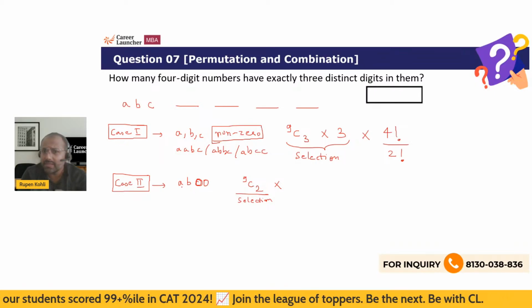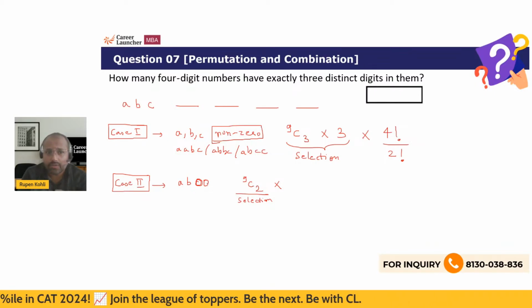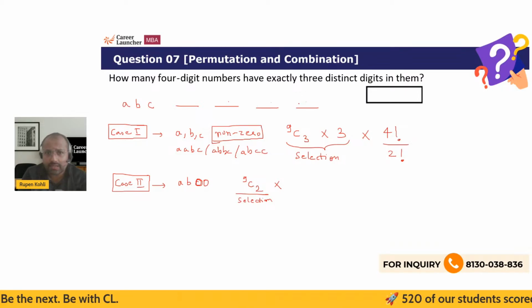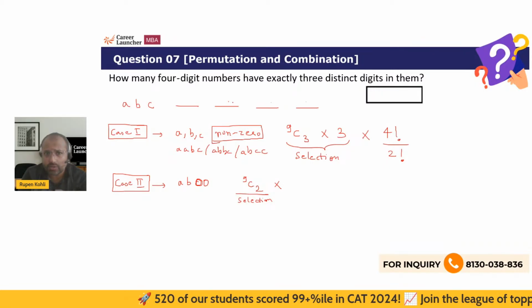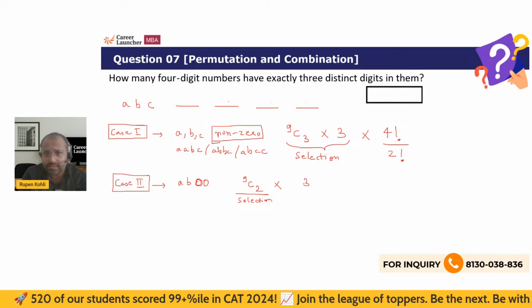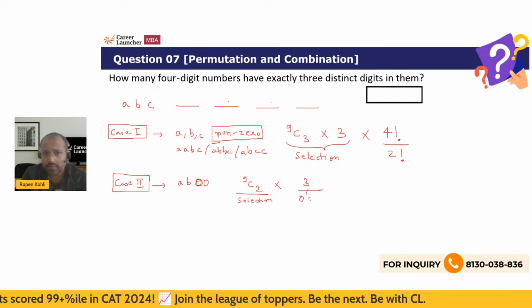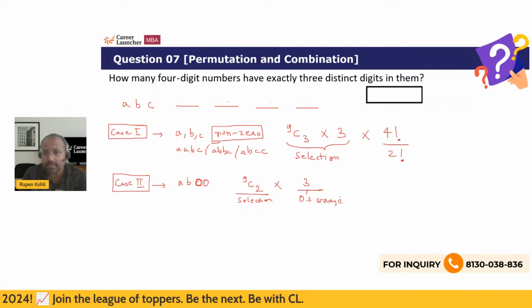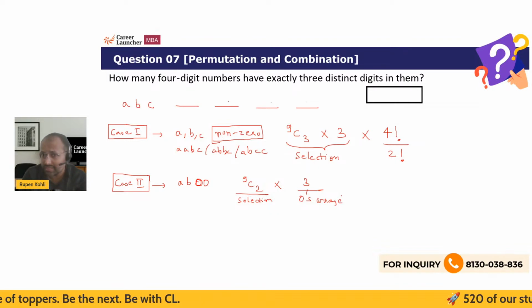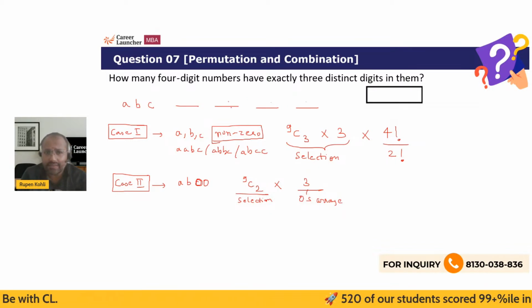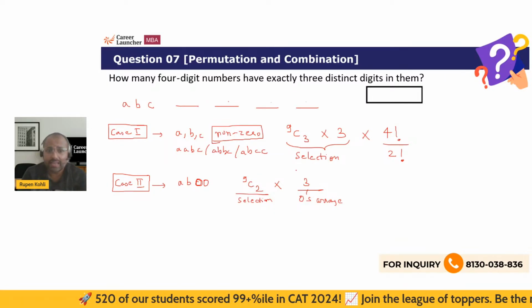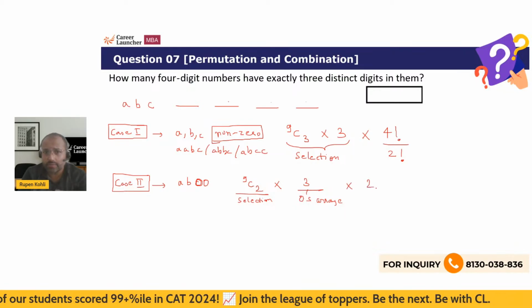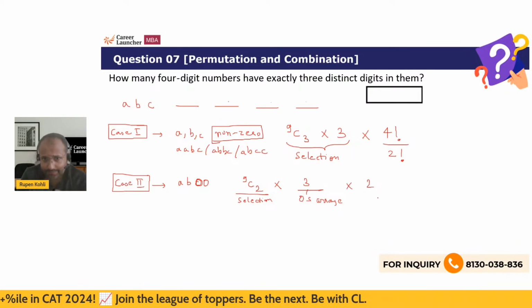Now arrangement of A, B, 0, 0 cannot be done freely. First you have to decide where the zeros will come. In how many ways can the zeros come? These are the 3 places: either hundreds and tens, or hundreds and units, or tens and units. 3 ways to arrange the zeros. Amongst the last 3 places, they can occupy the 2 positions in 3 ways. Then once they are arranged anywhere, let's say at the units and tens place, then at the remaining 2 places, A and B can be arranged in 2 factorial ways. So this is my second case.